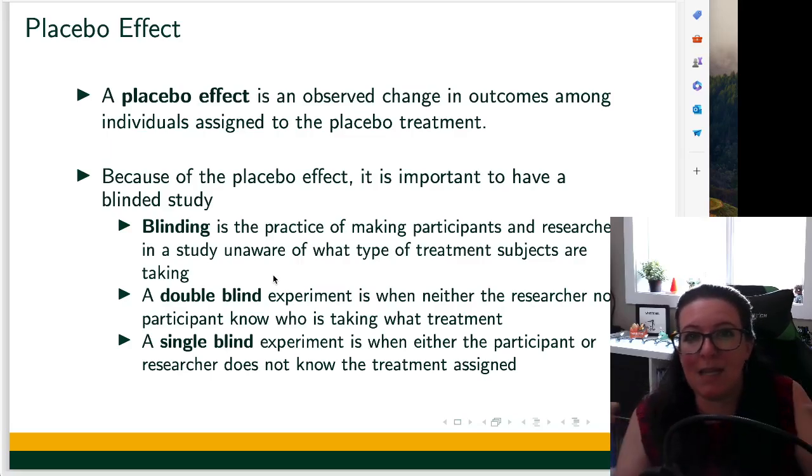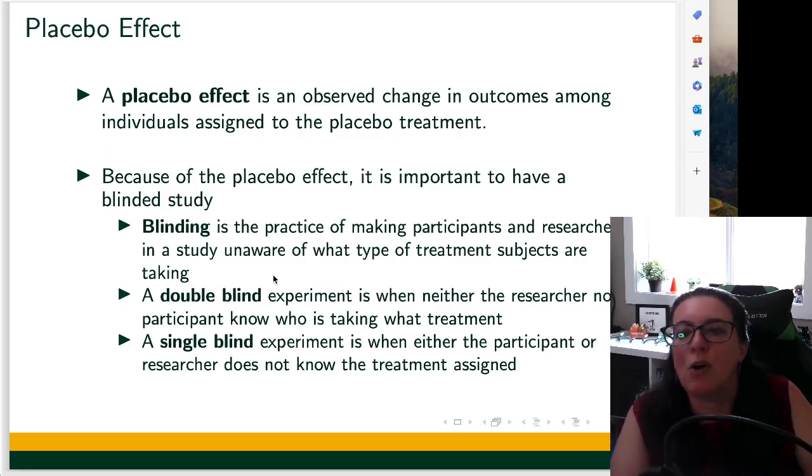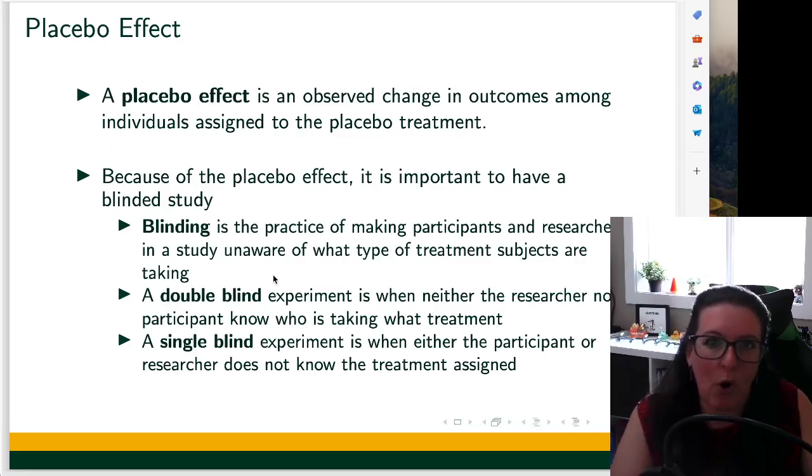So for example, let's say we have a weight loss drug. We give it to the treatment group. The control group gets a sugar pill. Those who receive the sugar pill because they feel like they're getting something might see some weight loss, and then the treatment group you hope is going to see even more weight loss.